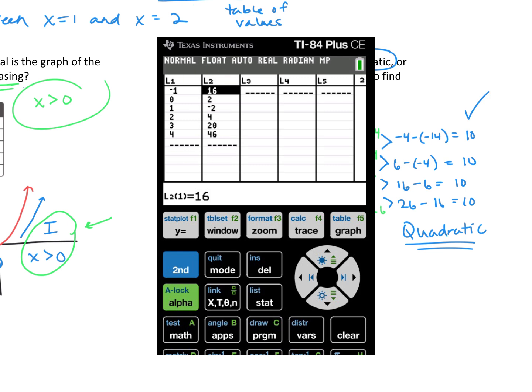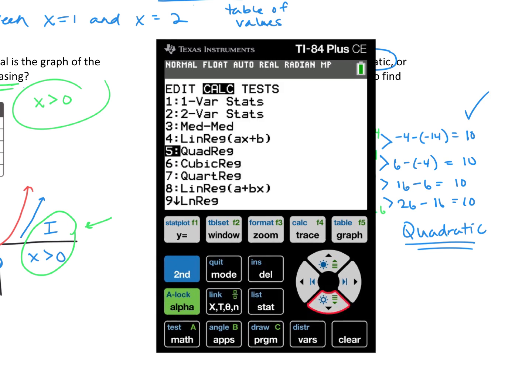Now after you've put your lists in, we're going to go back to the stat option. So here we are. We hit the stat. It always sends you to the edit list first. You have to arrow to the right for the calc option. We want it to calculate the regression for us. Now, if we look through our options, we can see REG, REG, REG. These all stand for regressions. So think of a regression as like a line of best fit, but it could be the parabola of best fit or whatever the function might be.